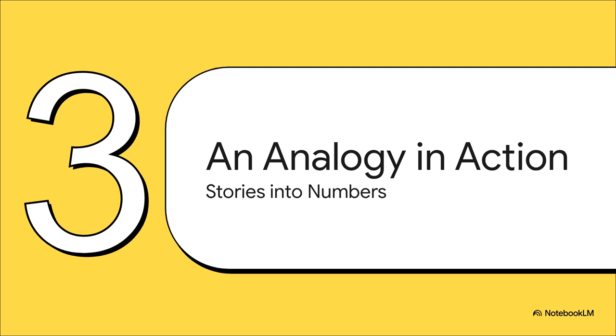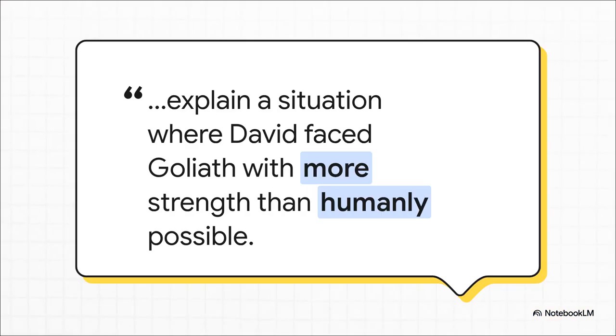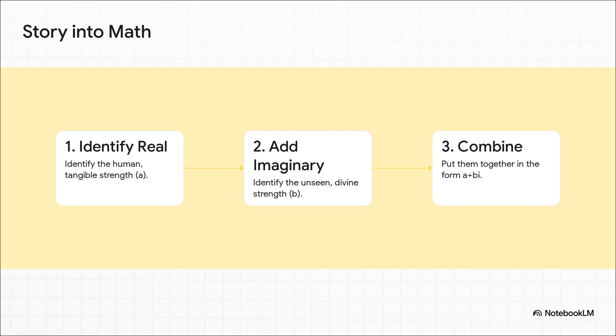Okay, so let's see how this incredible analogy actually works when the rubber meets the road. This is where the lesson gets really clever, turning these ancient stories into actual numbers that the students can work with. The lesson kicks off with a story everybody knows. It gives the students this exercise, asking them to think about David and Goliath, but specifically to think about a kind of strength that goes way beyond what's humanly possible. So how do you turn that idea into math? Well, the lesson lays it out in 3 easy steps.